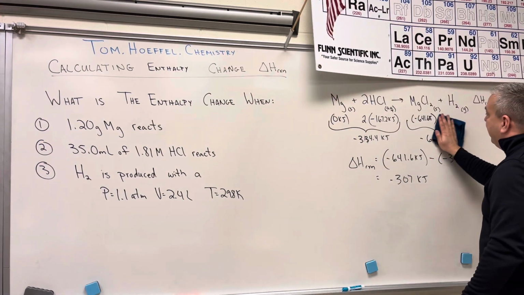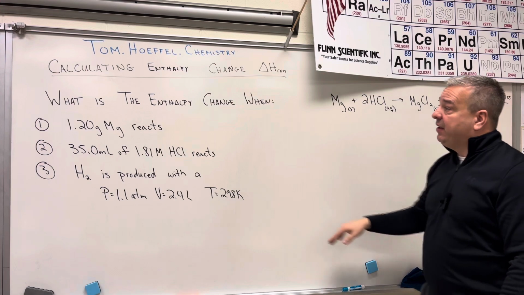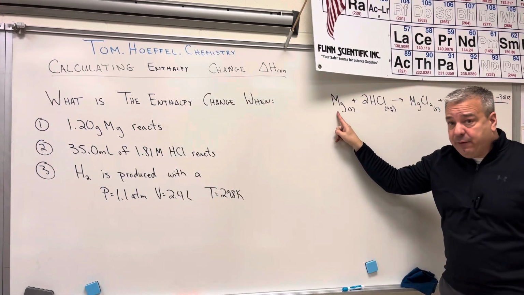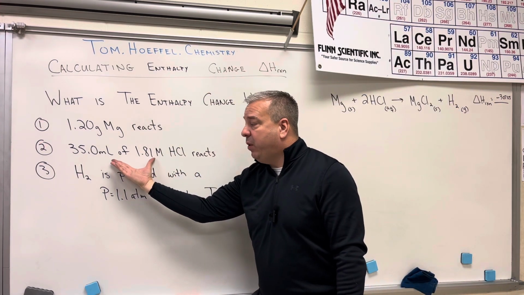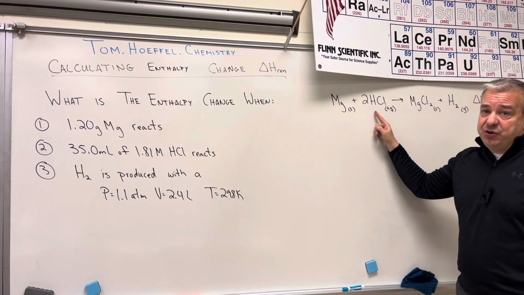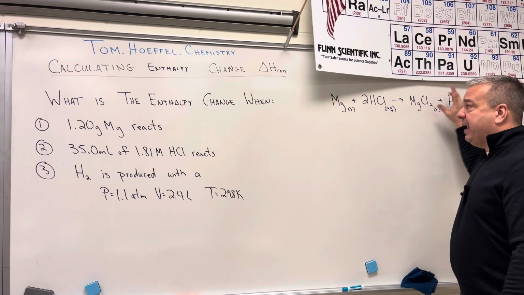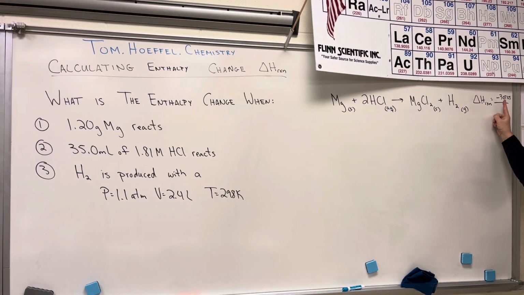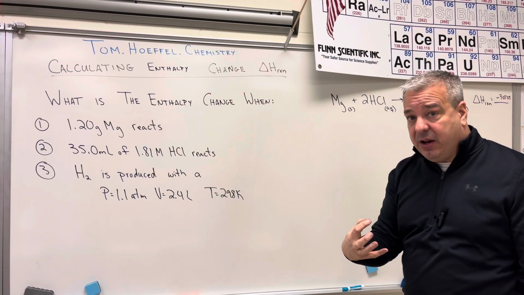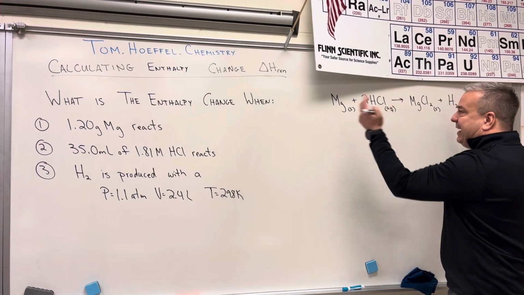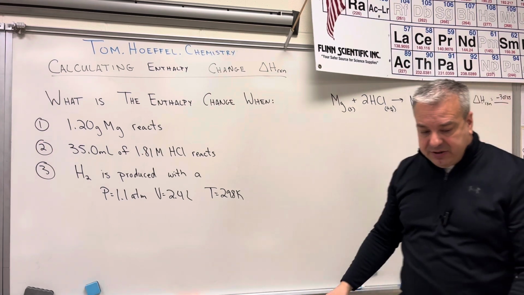And my questions on the left-hand side of the board are not for a full chemical reaction. Like this 1.20 grams is not a full mole of magnesium. This 35 milliliters of 1.81 molar hydrochloric acid is not 2 moles of hydrochloric acid. So if we have a portion of the chemical reaction, then we're going to get a portion of the enthalpy change. So we're not going to get the full 307 kilojoules of energy being released unless we dealt with the full chemical reaction. So we're going to talk about how we handle each of these parts.